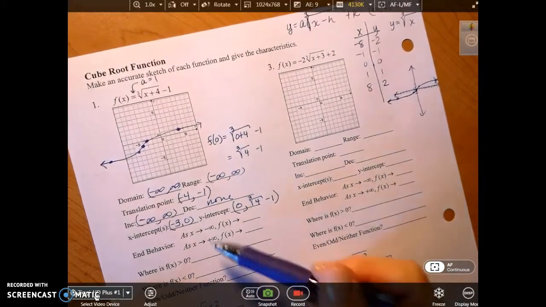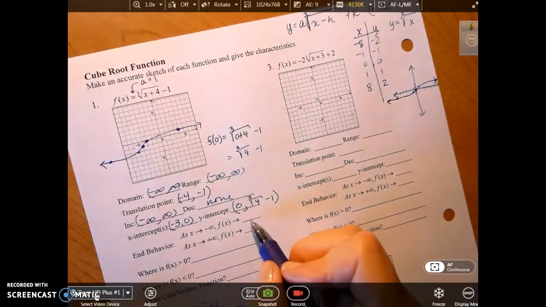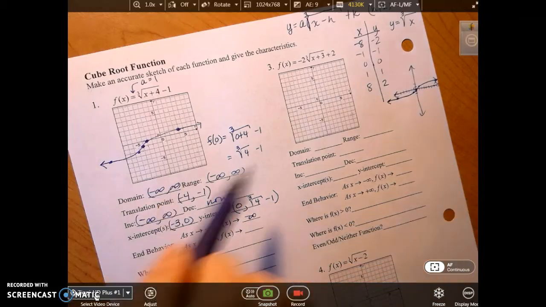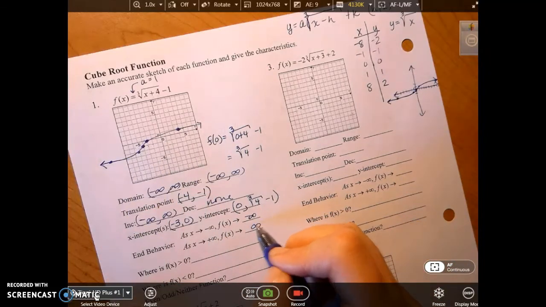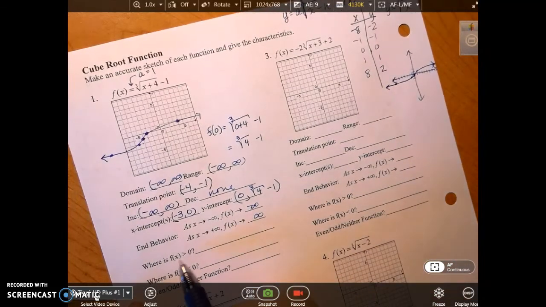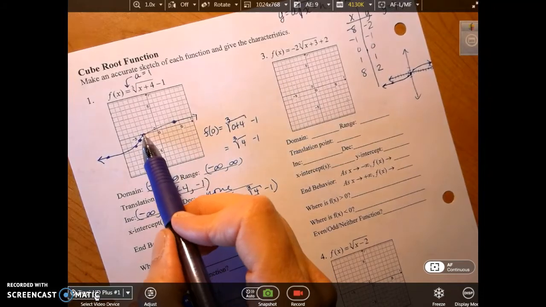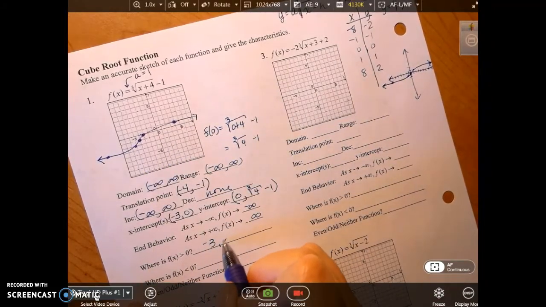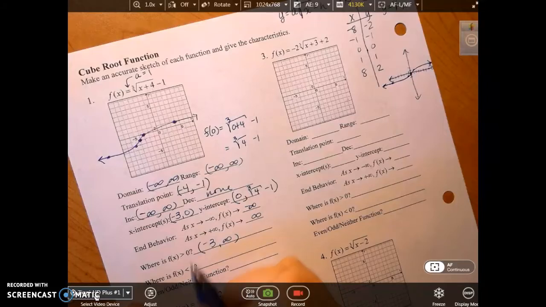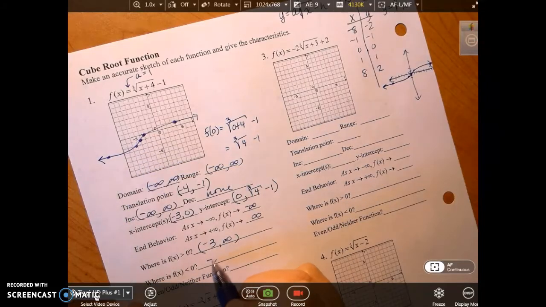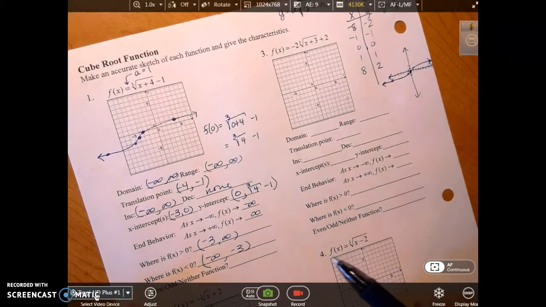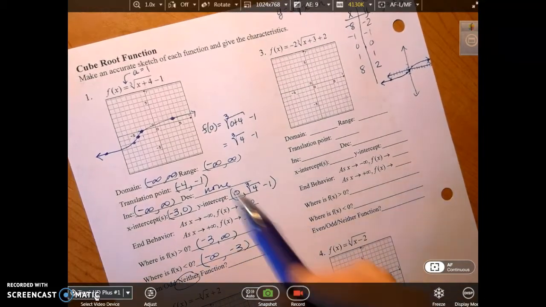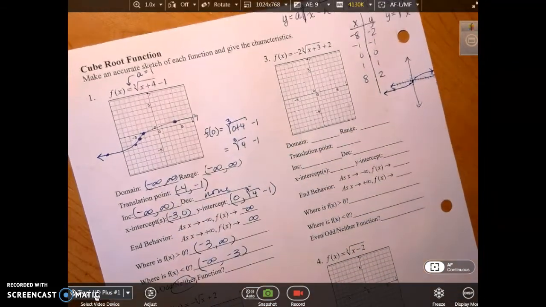Okay, now, as x goes to negative infinity, your y's are going down. As x goes to the right, your y's are going up. Where is it greater than 0? Well, it crosses at -3. So -3 to infinity, it's greater than 0. And then it's less than 0 everywhere else. So negative infinity up to -3. Is this an even, odd, or neither? This is a neither because it was shifted away from the origin.